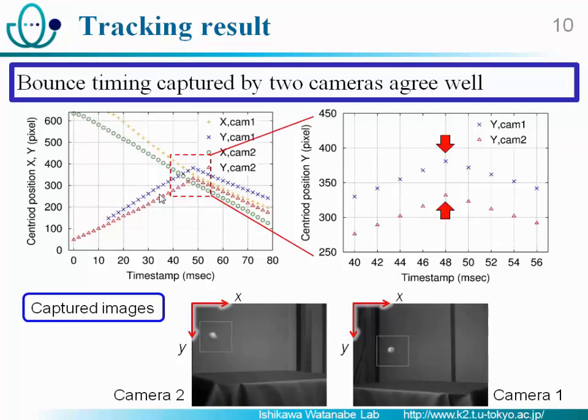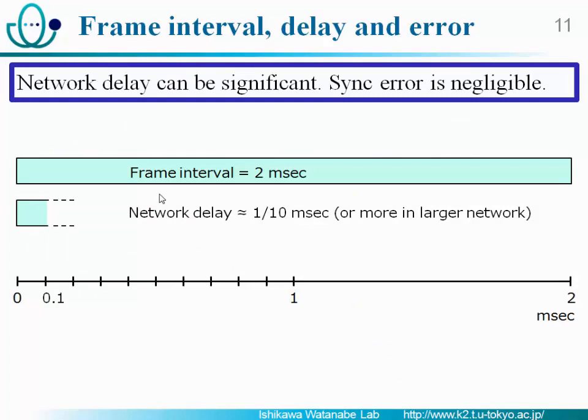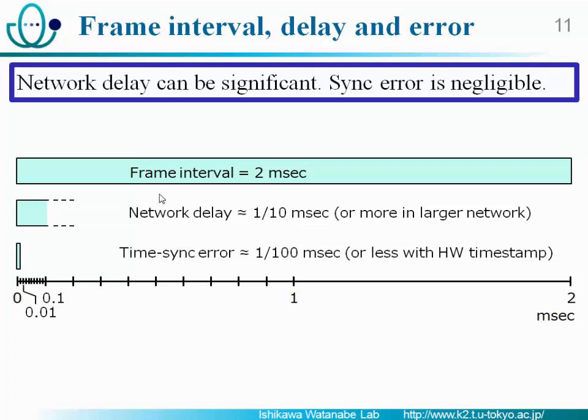And in our system, the frame interval was 2 milliseconds, and the network delay is around 1/10 millisecond. And if we use a much larger network or a more highly loaded network, the network delay can be more significant. And time sync error by PTP is less than 1,000th of a millisecond. So the proposed scheme is effective to avoid the effect of such a significant network delay.